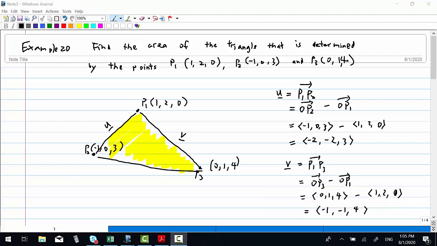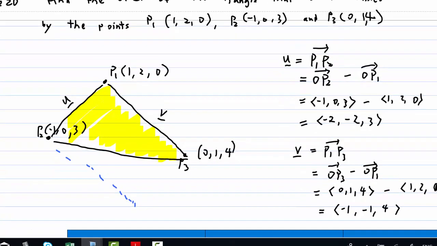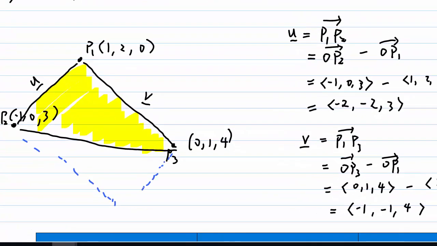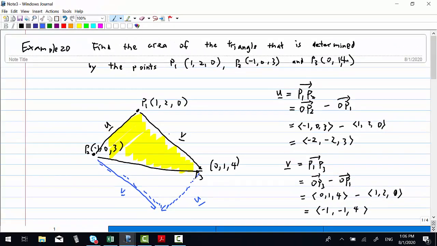Next, we are going to find the area of the triangle P1, P2, P3. But to do that, how to find the area of a triangle? You can actually take half the area of the parallelogram. So this is a parallelogram you can find, forming V and U together. So you have vector U here, you have vector V here, right? You have a parallelogram. We have two sides of the parallelogram.